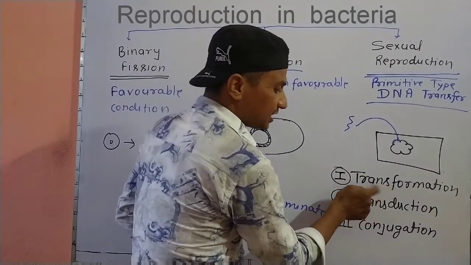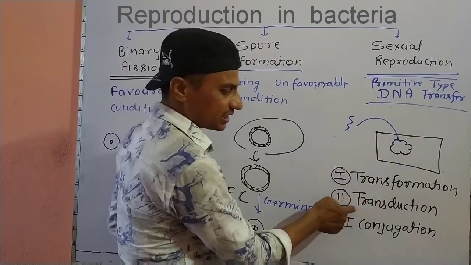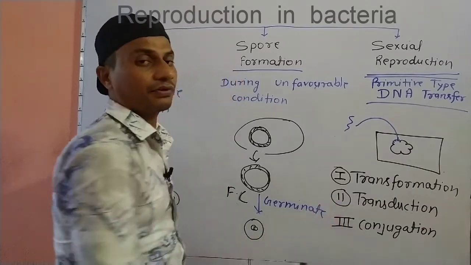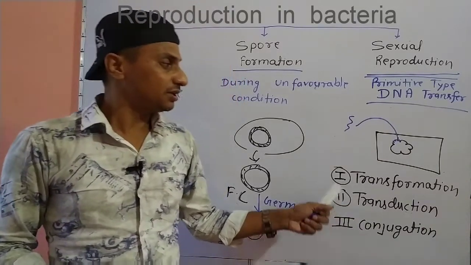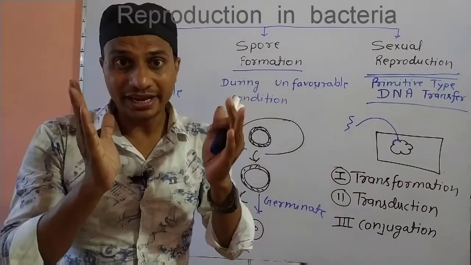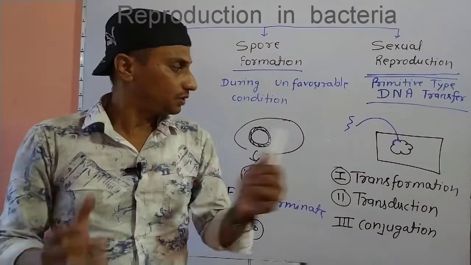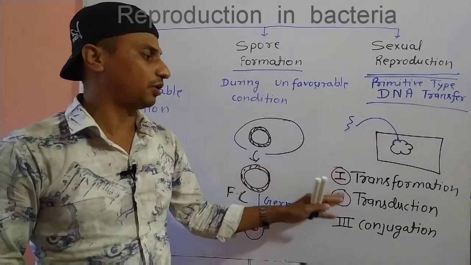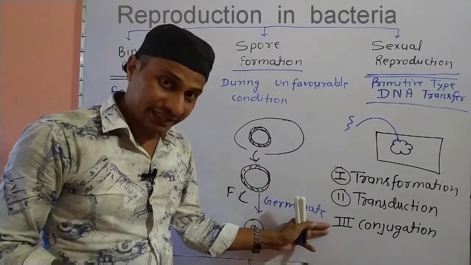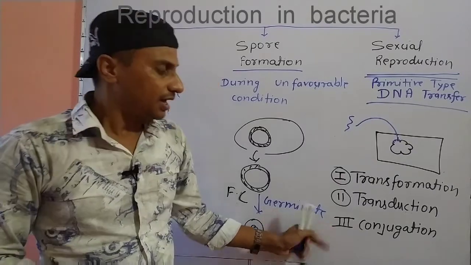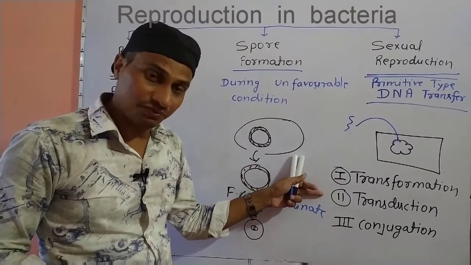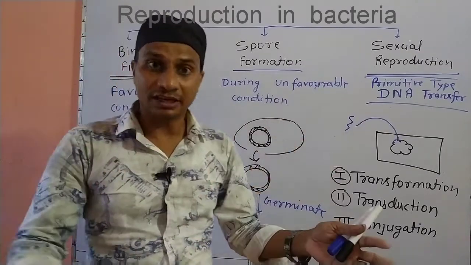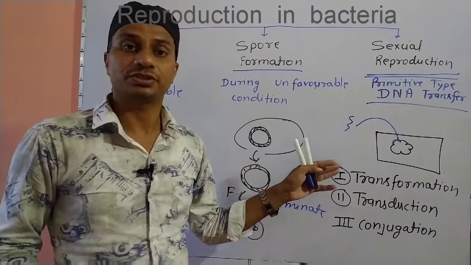This is from the environment, this is from a bacteriophage, and this is conjugation, from another bacteria. When external genomic structure comes from another bacteria, it is called conjugation, and when it comes from a bacteriophage, it is called transduction, and when it comes from the environment, it is called transformation.